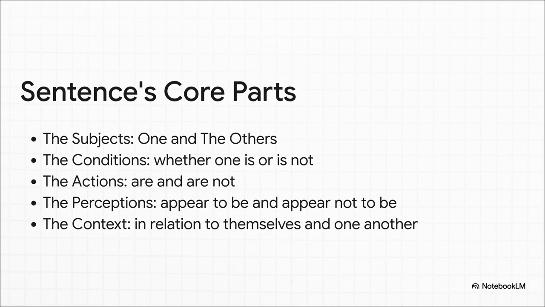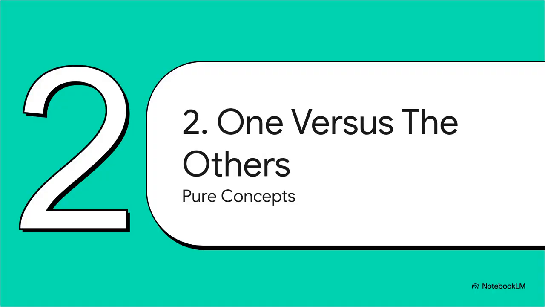We break it down. You can see it's got a few key parts. There are two main subjects, the one and the others. And then it plays with a few conditions and actions, like whether they are or are not, and whether they appear to be or appear not to be. It's all about how these pieces relate to each other. So let's start with the subjects. Let's meet the two main characters in this philosophical play, the one and the others.